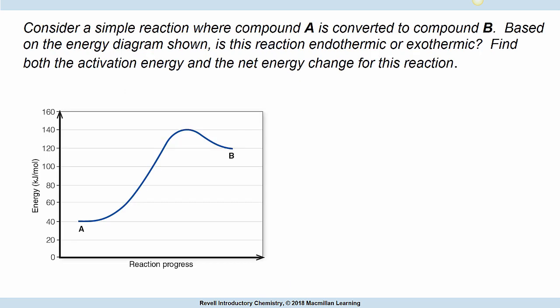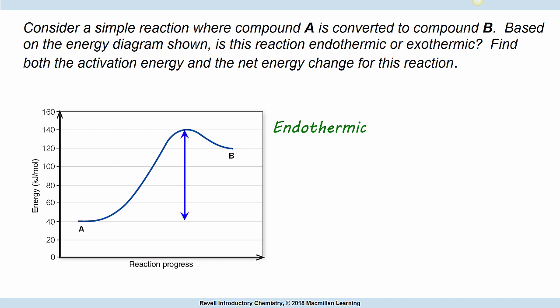Let's look at an example. Consider a simple reaction where compound A is converted to compound B. Based on the energy diagram shown, is this reaction endothermic or exothermic? Find both the activation energy and the net energy change for this reaction. The reaction diagram shows the energy of the substances involved. Because the energy of the product is higher than the energy of the starting material, the reaction is endothermic.